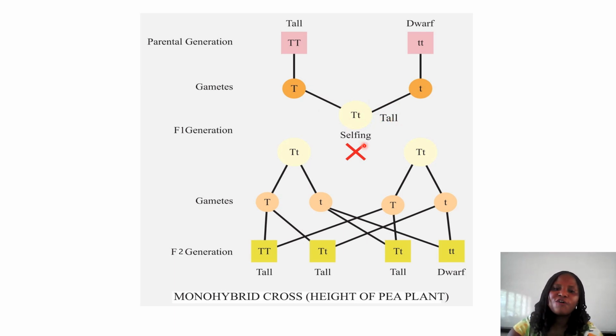So now he self-pollinates the first filial generation, which is the heterozygote tall, to get the second filial generation. In the second filial generation, the ratio of it is what? You have tall, tall, tall, and then a short plant, which is the 3:1 ratio. So this is an example of a monohybrid cross in the height of a pea plant.